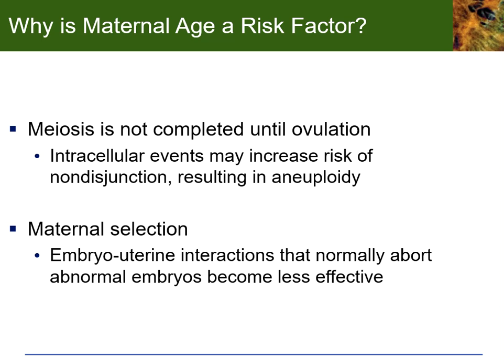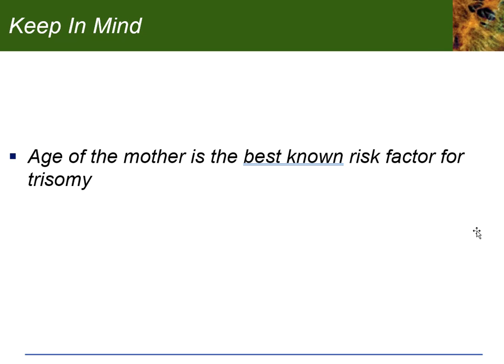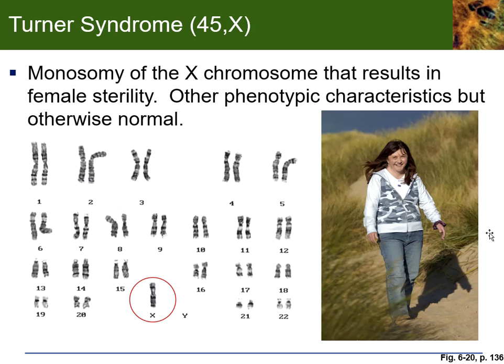Why is maternal age a risk factor? Meiosis is not completed until ovulation, so intracellular events may increase the risk of non-disjunction resulting in aneuploidy. And maternal selection: embryo-uterine interactions that normally abort abnormal embryos become less effective. So keep in mind that the age of the mother is the best known risk factor for trisomy.